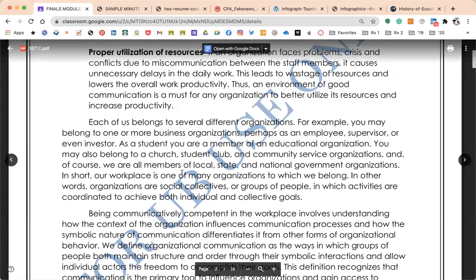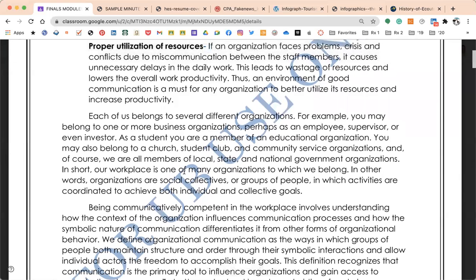Okay? So each of us belongs to several different organizations. So of course, some of you might be working in different areas. I am in the academe, for example, and I'm also sometimes a consultant. So I work with some companies. I work as a communications consultant and as a translator, or as an editorial consultant.